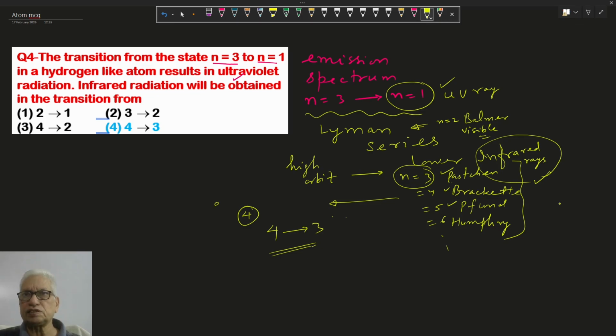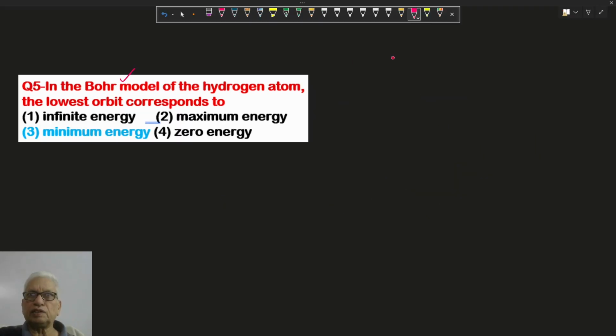Option 4 is correct. In the Bohr model of the hydrogen atom, the lowest orbit means n equal to 1. So this has the minimum energy. The energy is given by minus 13.6 upon n square electron volt, and minimum means n equal to 1. This is the lowest orbit or ground state. Minimum energy. So the option here is 3.